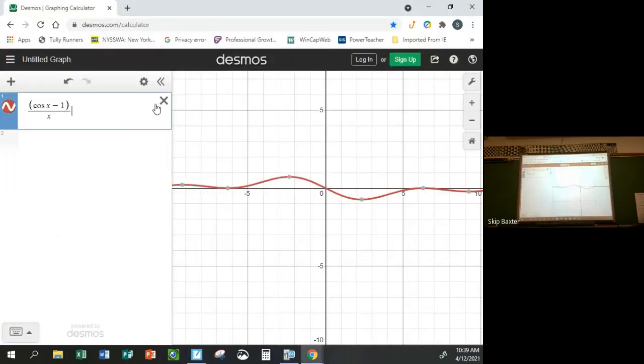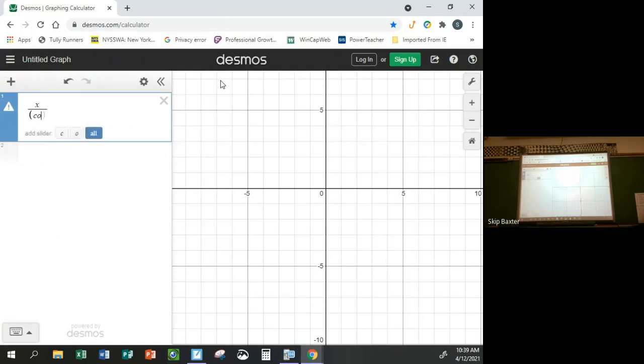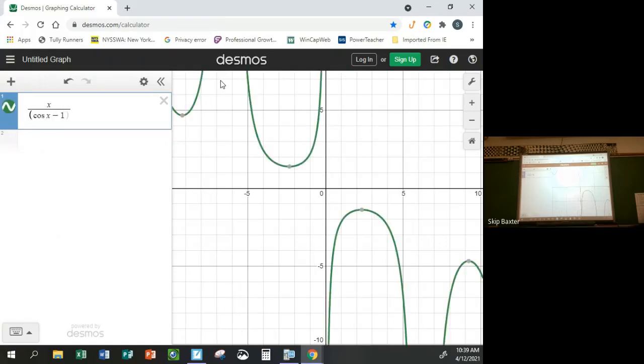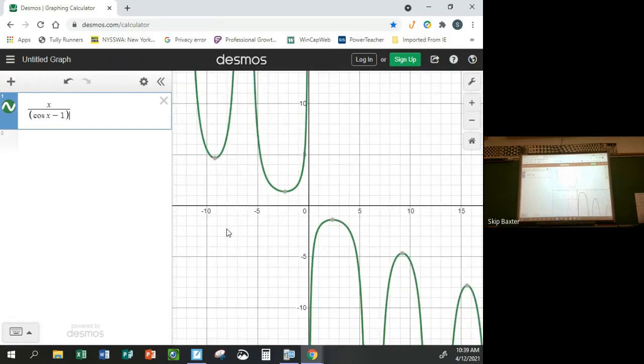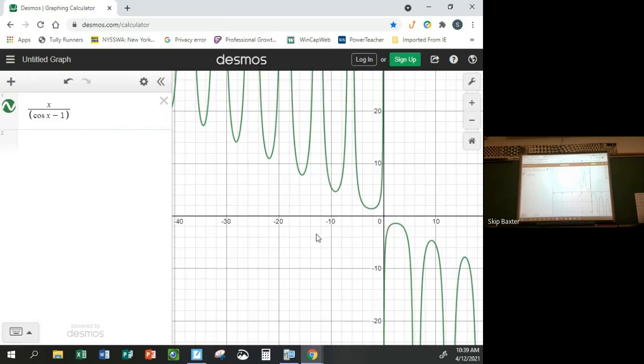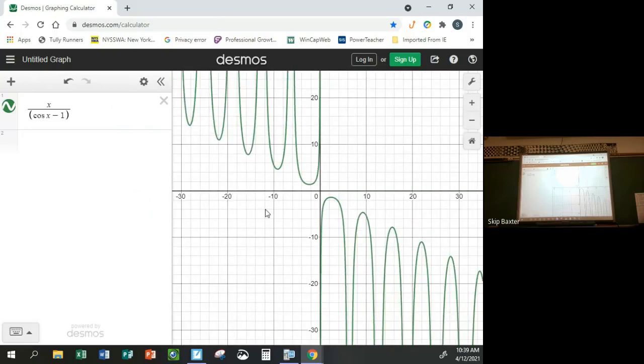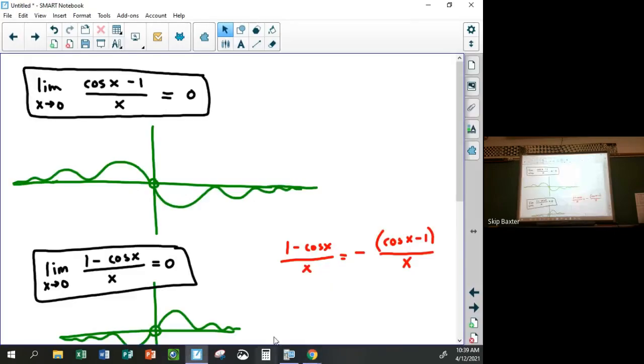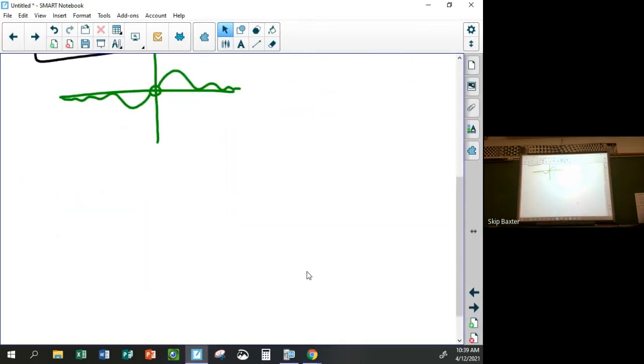So let me delete these. Let's take x over cosine x minus 1. See, like I said, it makes sense that the limit doesn't exist, because if the limit of the original function is 0, then the limit of the reciprocal would have to be the reciprocal of 0, which is non-existent. You know what I mean? This is an interesting looking graph, but it isn't one of the ones we're talking about because it doesn't have a limit at that point, whereas the other ones do. So really great question.